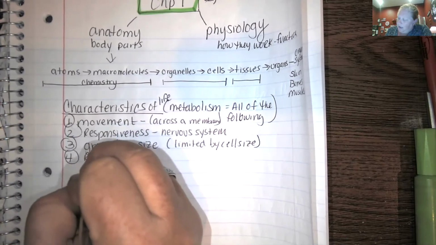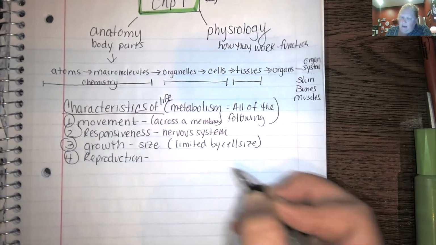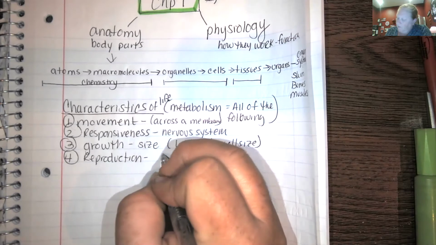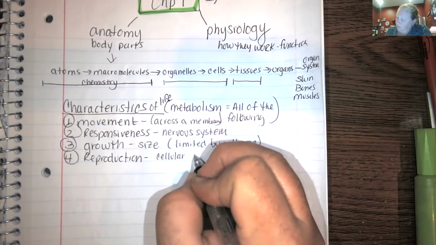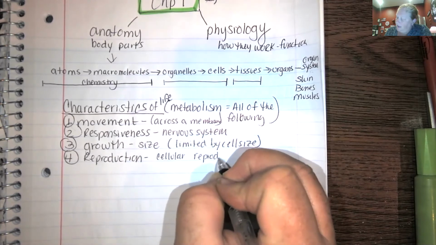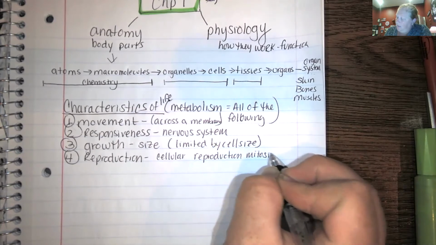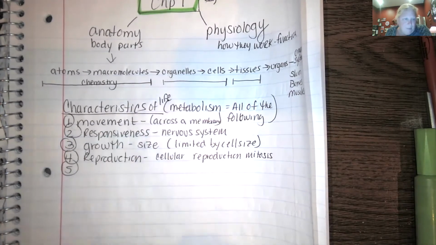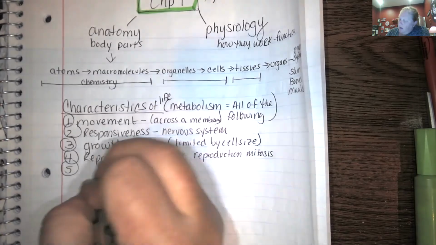All right, reproduction. Now with reproduction, keep in mind that we can talk about cellular reproduction, okay? And that's called mitosis, okay? You've got to be able to repair, okay? Not having babies necessarily, but you've got to be able to repair things in your cells.